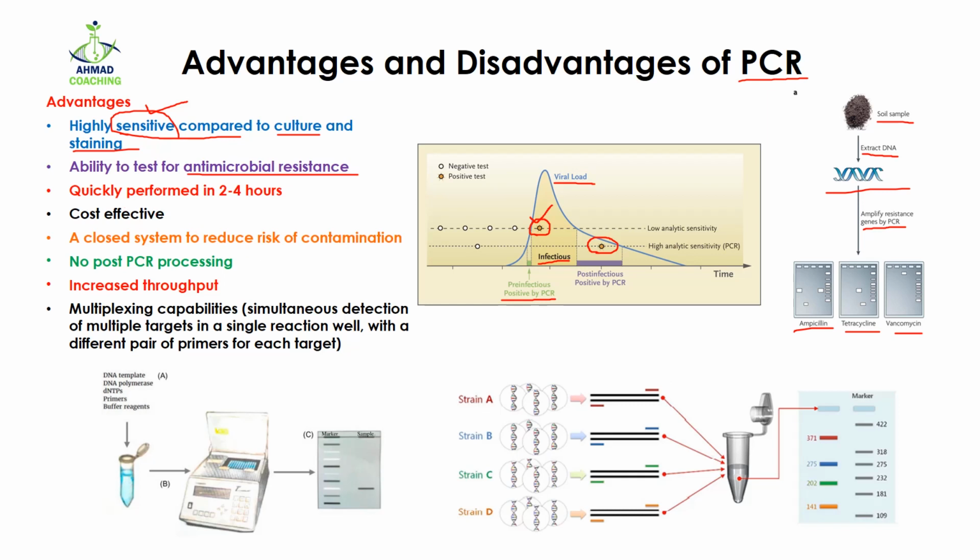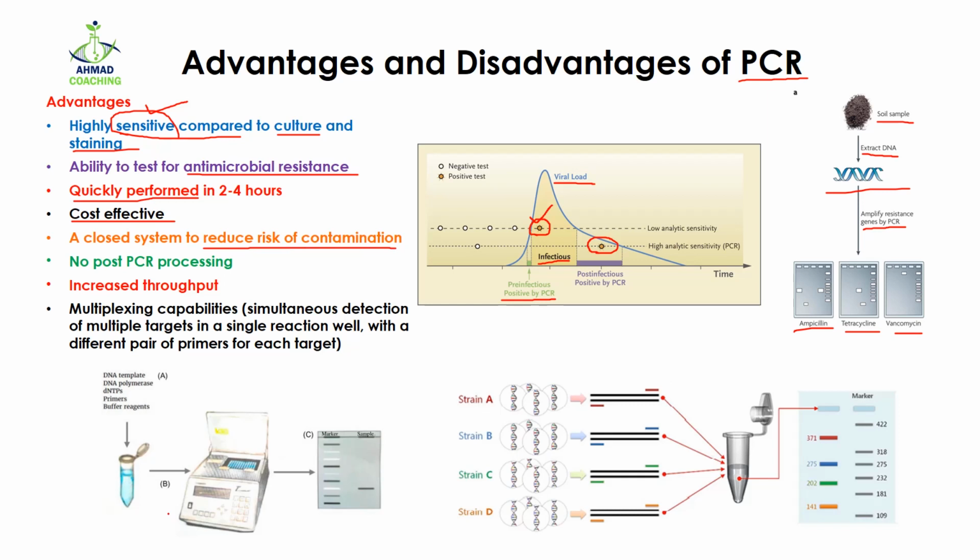Moreover, PCR can be performed very quickly. Only 2 to 4 hours are required for one batch to run. It is very cost effective. What you need is a PCR kit which has all the components required to run the PCR, and a PCR machine. That's it. PCR is a closed system, and because of this it reduces the risk of contamination.